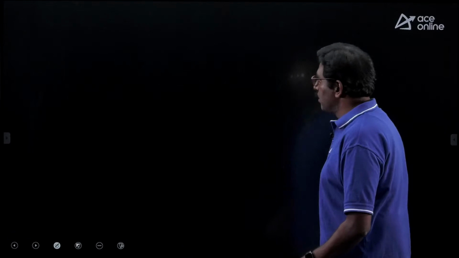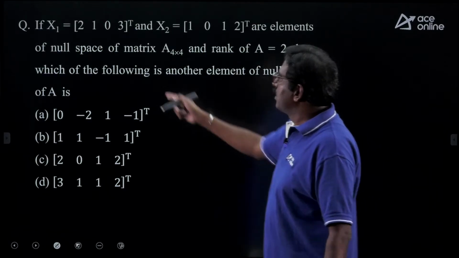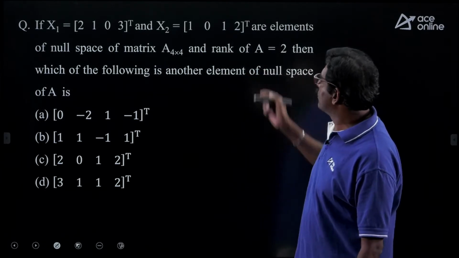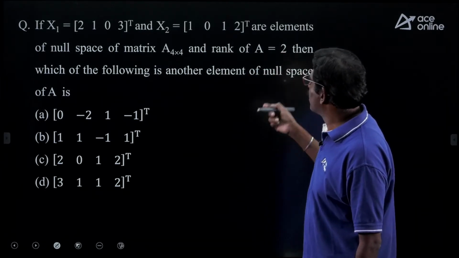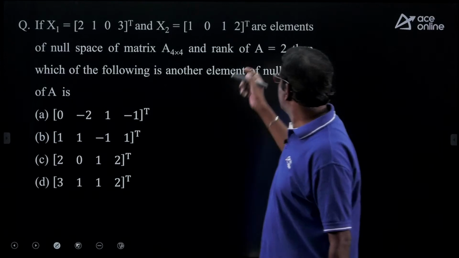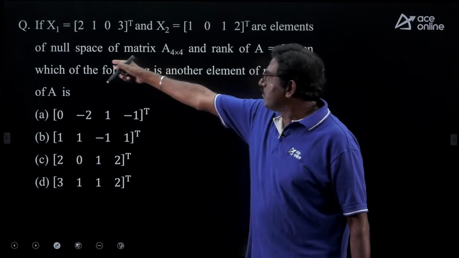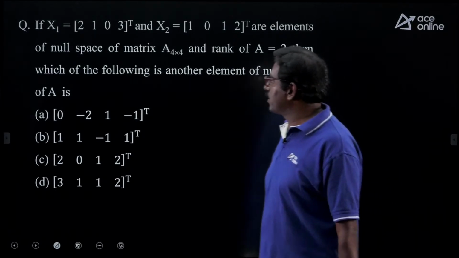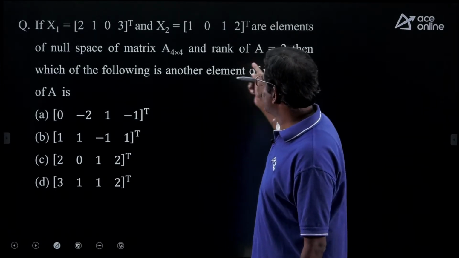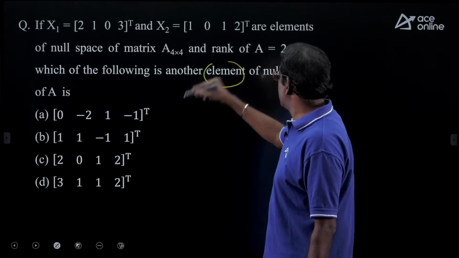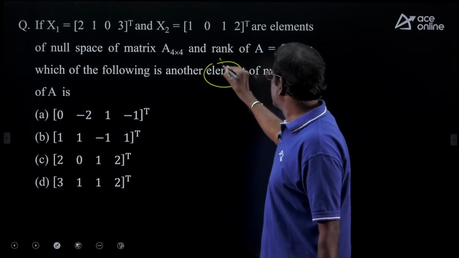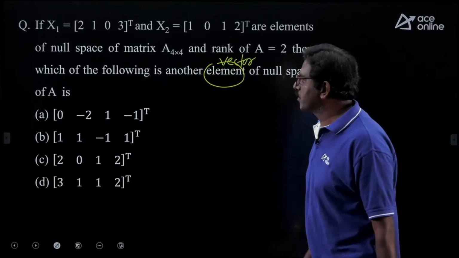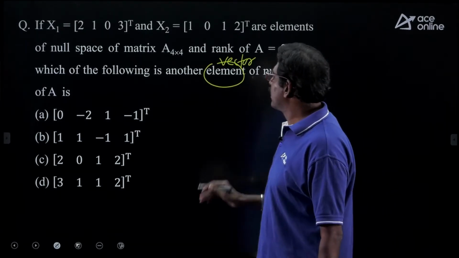Okay. Now coming to the next question. If x1 is equal to 2, 1, 0, 3 transpose, x2 is equal to 1, 0, 1, 2 transpose are elements of a null space, actually vectors it is. Vectors of a null space of a matrix, 4 by 4 matrix, and rank of A is equal to 2. Then which of the following is another vector of a null space? Maybe from the available data, this is an information.